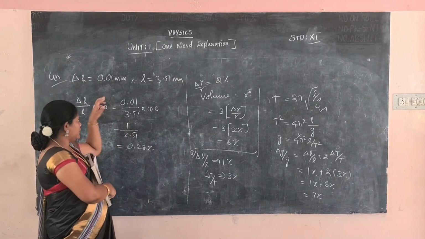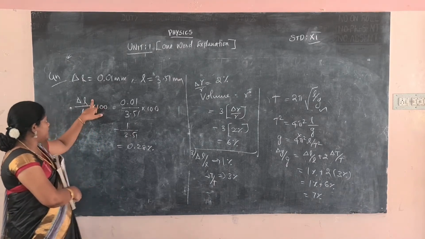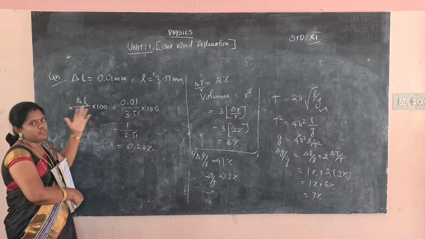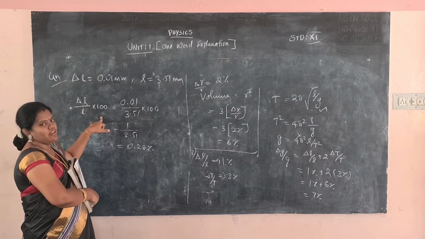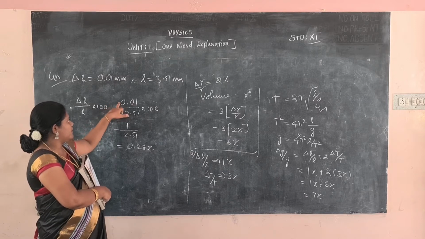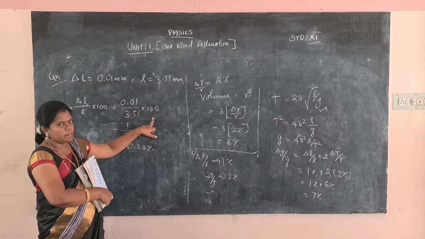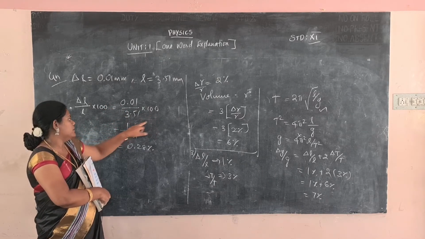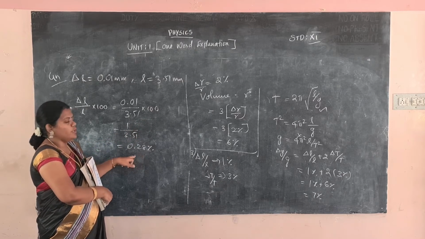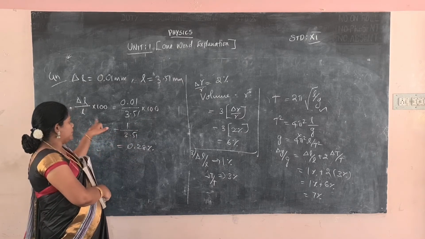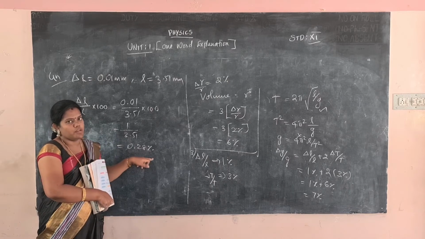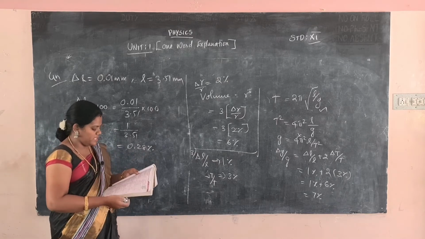Okay, how will you calculate it? The del L value is given, the L value is given, so easily find out the percentage error by multiplying by 100. Substitute the del L value, substitute the L value, and multiply with 100. So easily we get 0.28. When you multiply by 100, it is called the percentage error. This is option C.